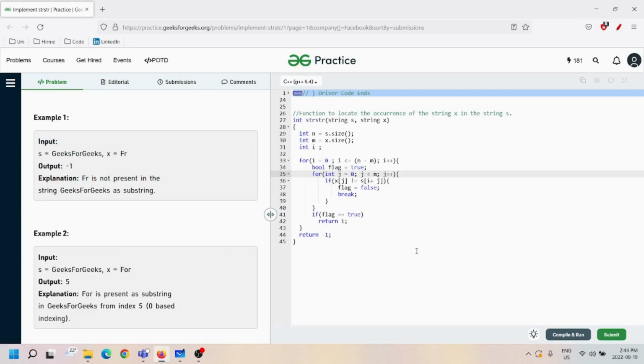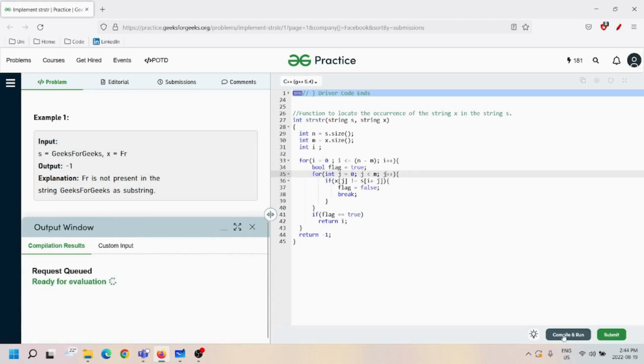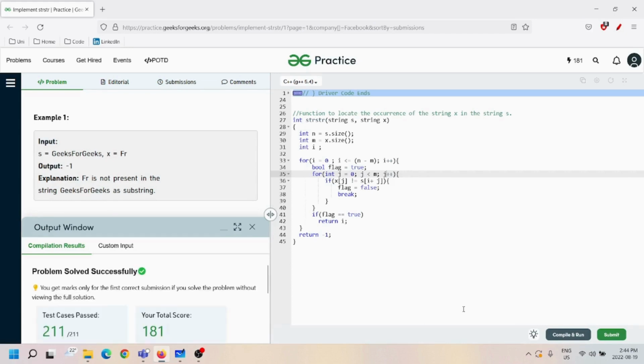So let's try to compile, and it's giving us the correct answer, so let's try to submit. And yes, it got submitted.